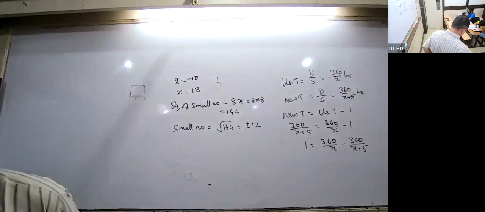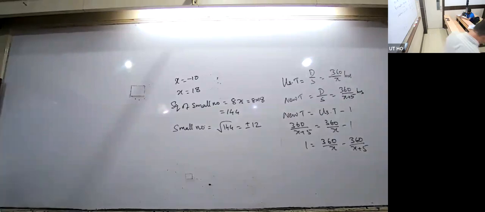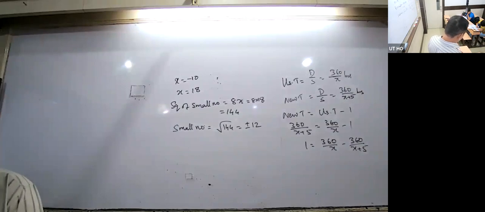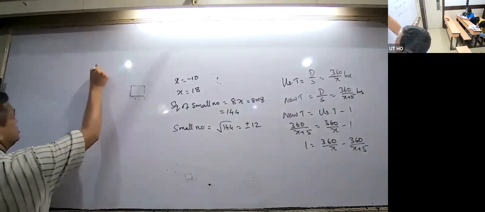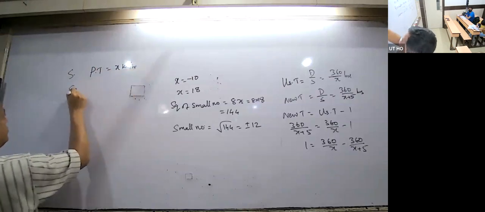An express train takes 1 hour less than a passenger train to travel 132 km between Mysore and Bangalore, without taking into consideration the time they stop at intermediate stations. The average speed of the express train is 11 km per hour more than the passenger train. So if you take the passenger train speed as x km per hour, then what is the speed of the express train?